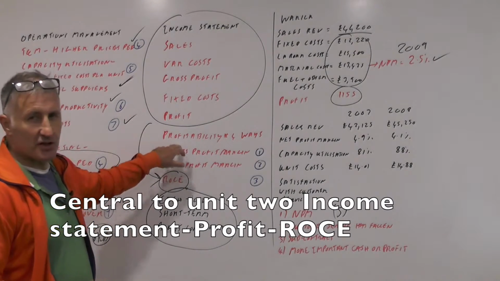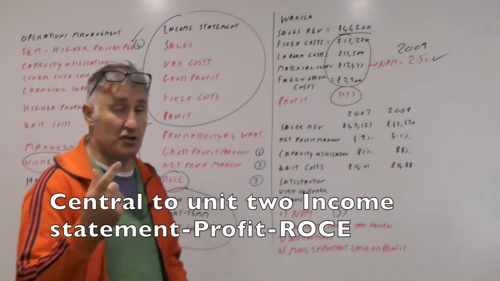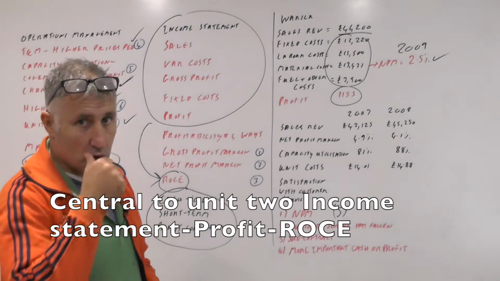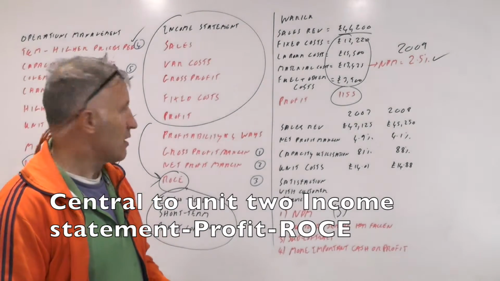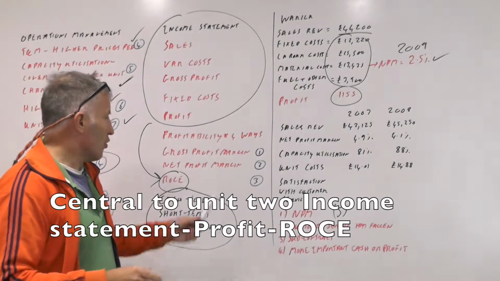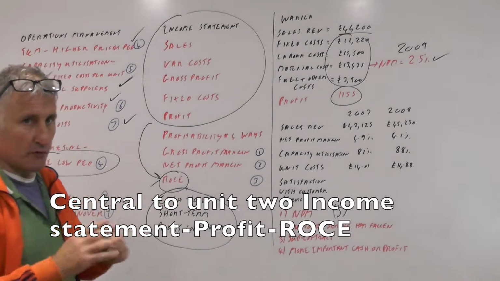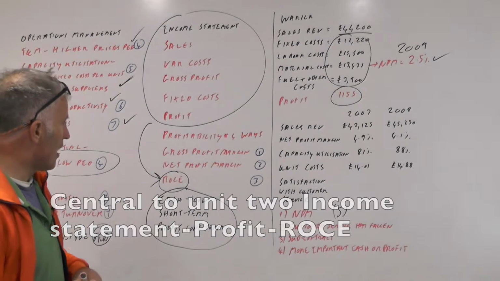And then we've got profitability, the four ways we can increase profit, which is you can reduce your fixed cost, you can reduce your variable cost, you can raise your selling price, or you can try and increase your sales revenue. All of those different ways of raising profits.